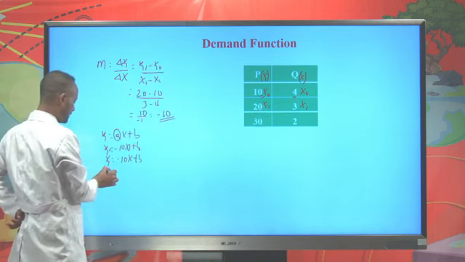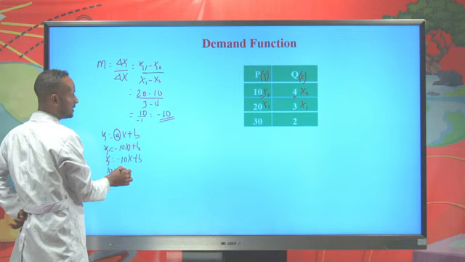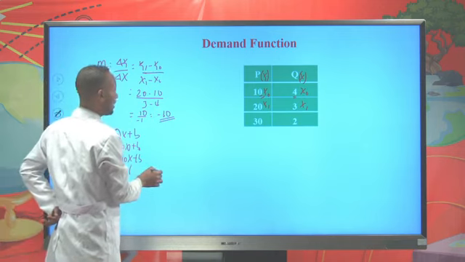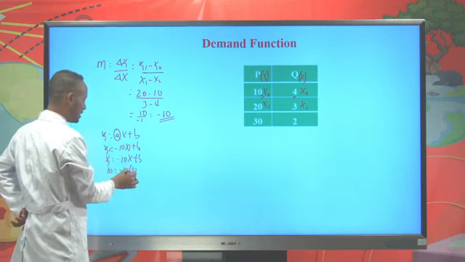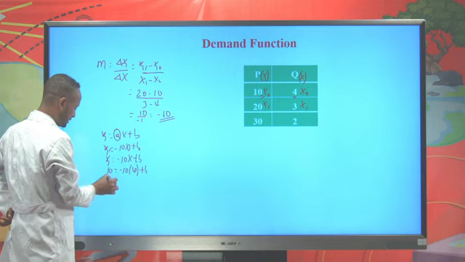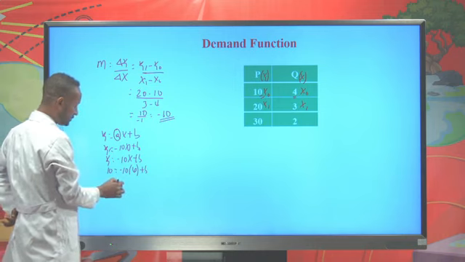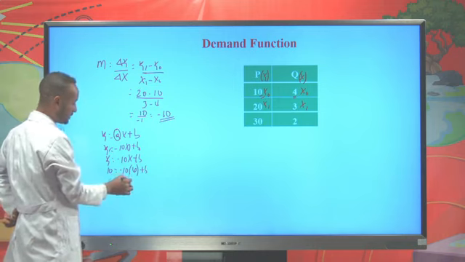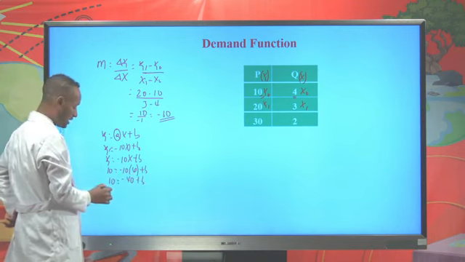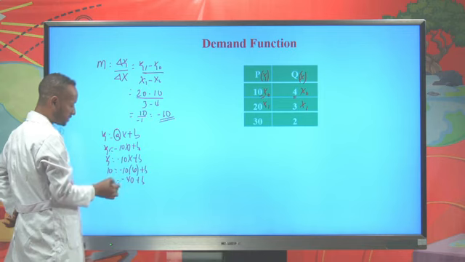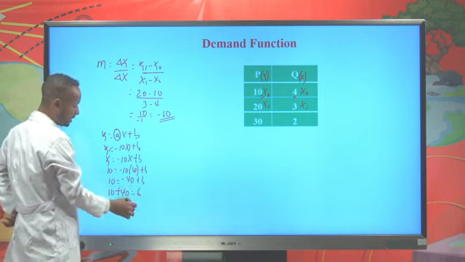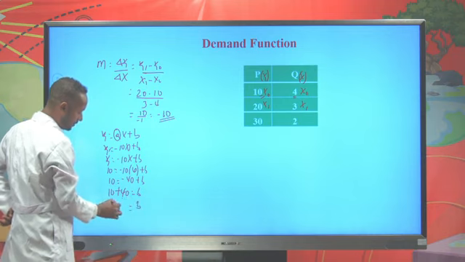So, this will give you 10, which is equal to minus 10 times the value of x, which is 4, and then plus b. Now, let's rewrite this. 10 is equal to minus 10 times 4, which is minus 40, plus b. And then when we collect like terms together, when we put this minus 40 to the left, we get plus 40, which is equal to b. Now, the y-intercept is 50.